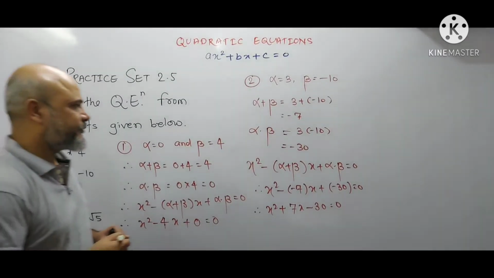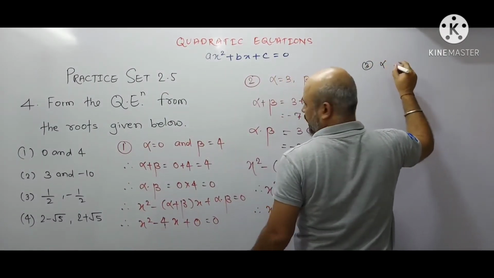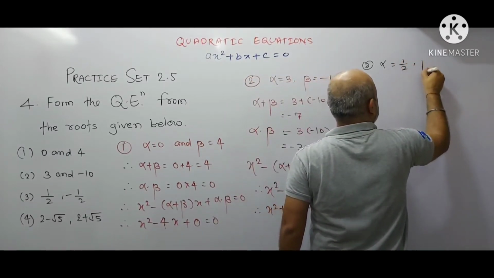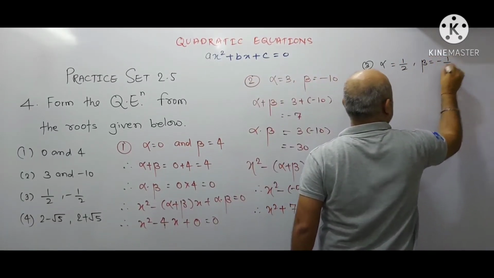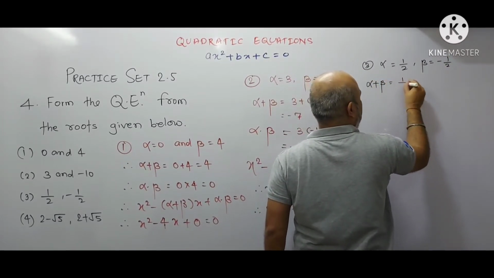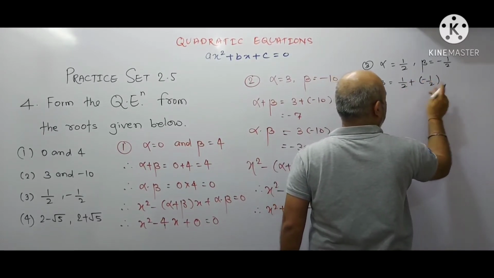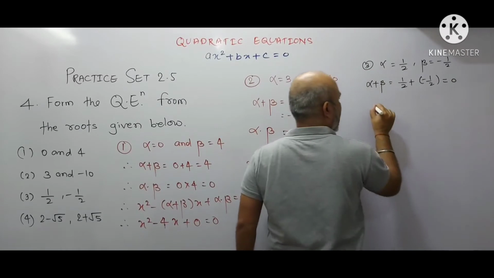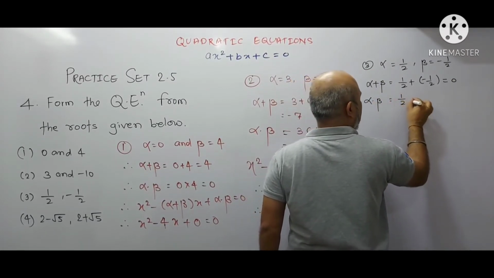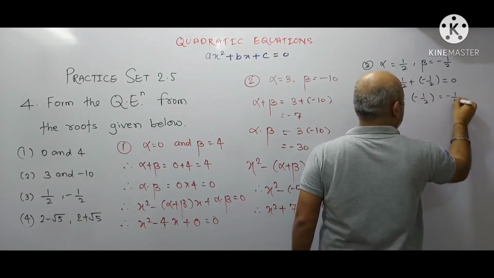For the third one, what is alpha? Alpha is 1 by 2 and beta is minus 1 by 2. So first we will find the value of alpha plus beta. So alpha plus beta is what? 1 by 2 plus minus 1 by 2. So addition of these two will be what? 0. Now we will find the alpha into beta. So this will be, alpha is 1 by 2 and beta is minus 1 by 2. So this will be minus 1 by 4.